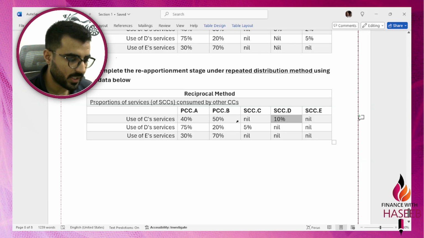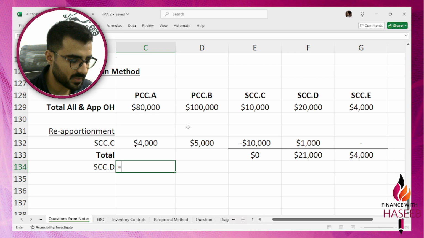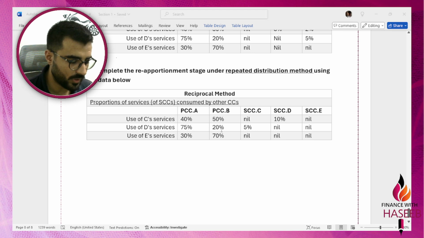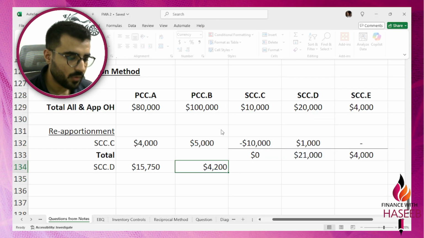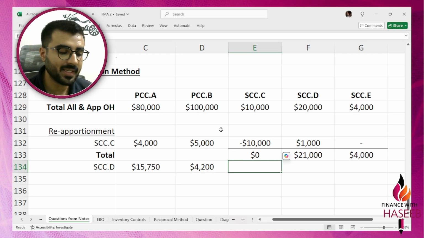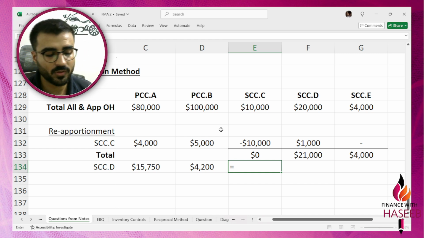So we will share in this order, multiply by 75%, 75% multiplied by 21,000. Okay, and 21,000 multiplied by 20%. And now the problem begins. What is the problem? Service cost center C's overhead we already shared, but now we will again be sharing out overhead of service cost center D to service cost center C. So there will be new overhead shared out to service cost center C.